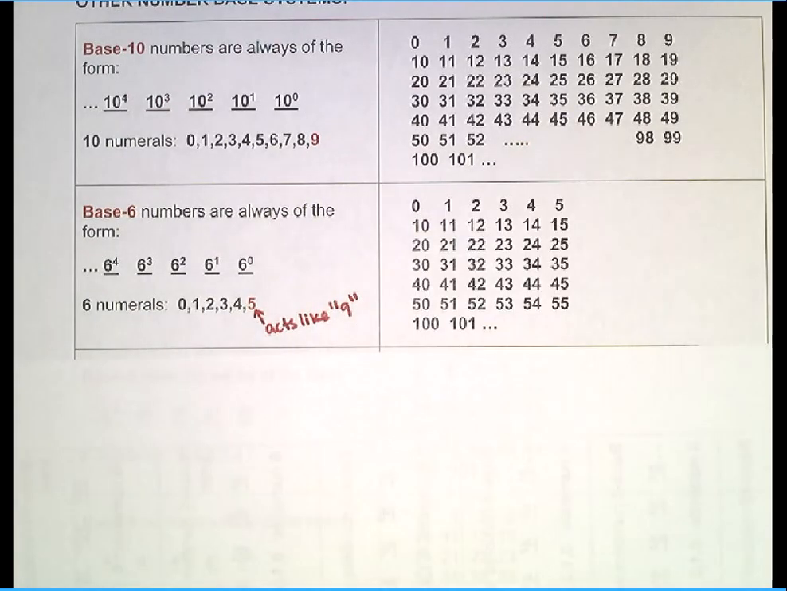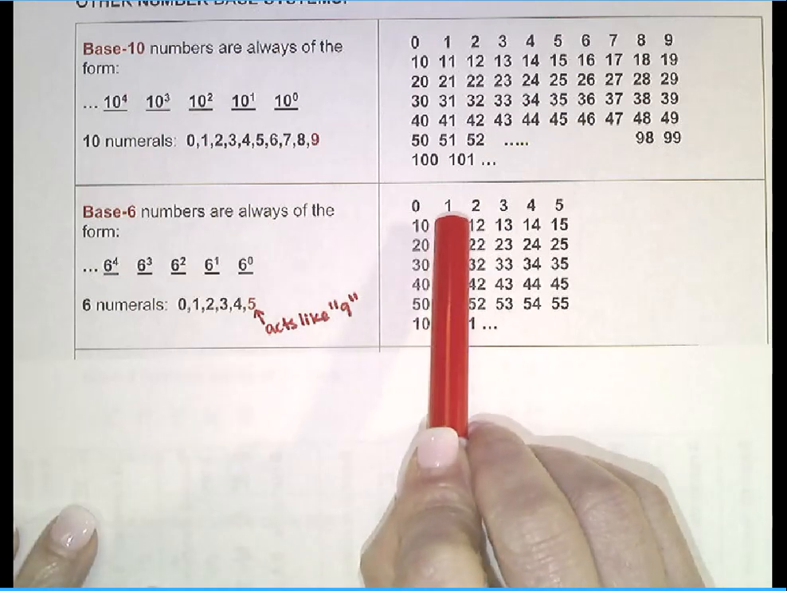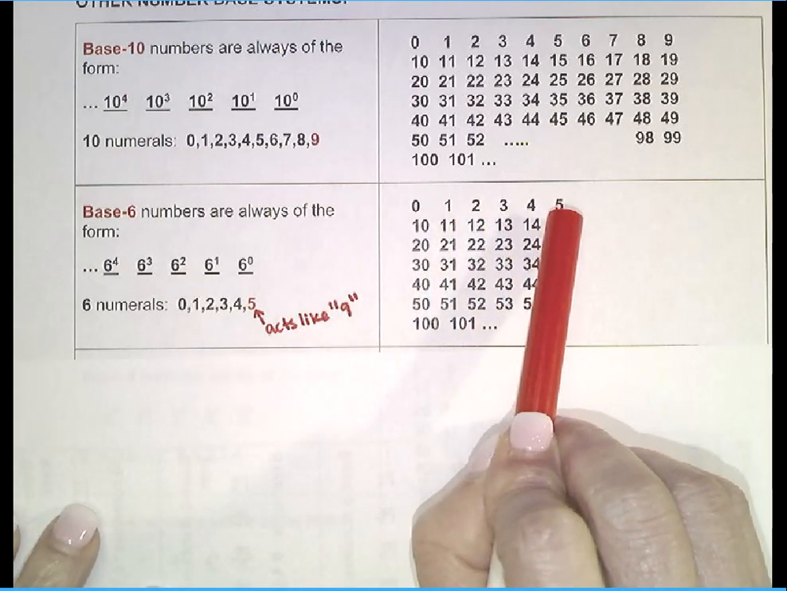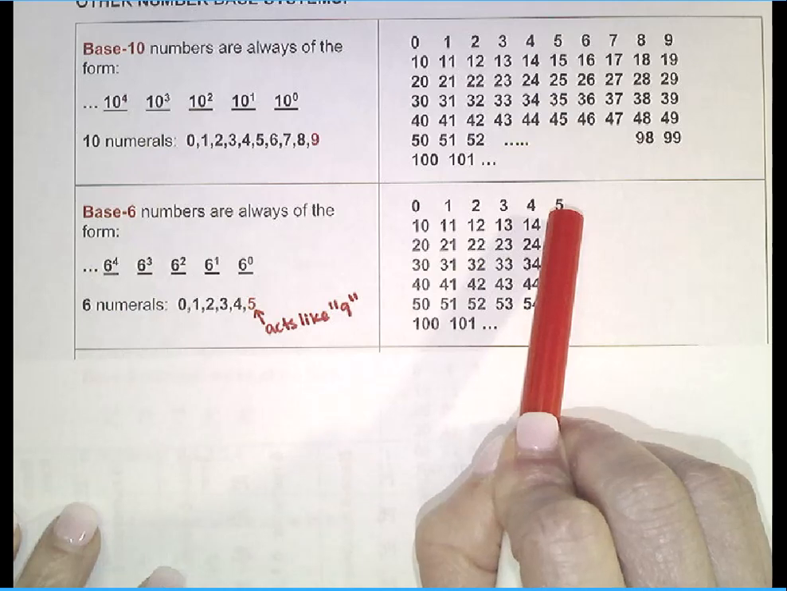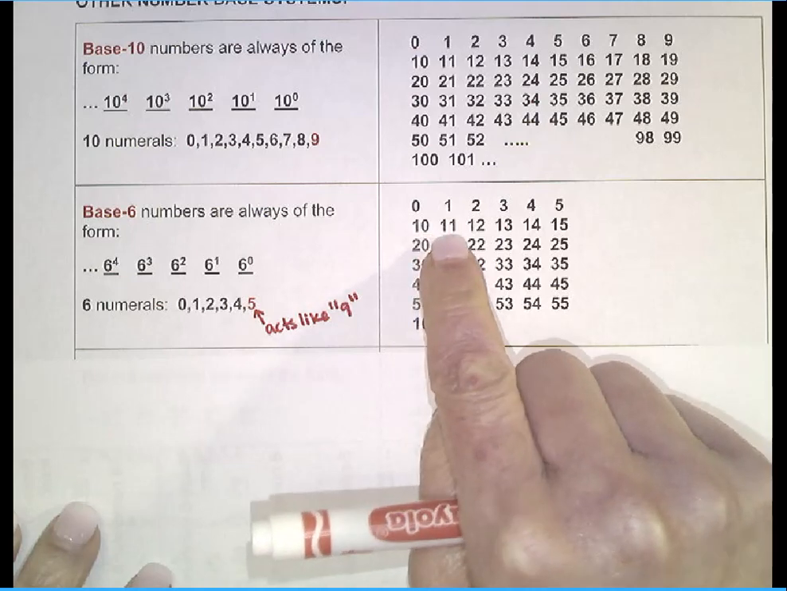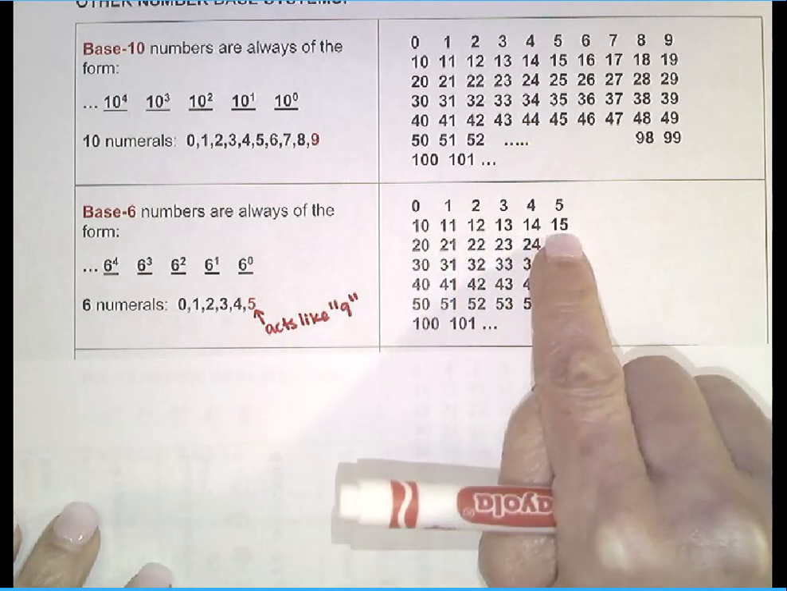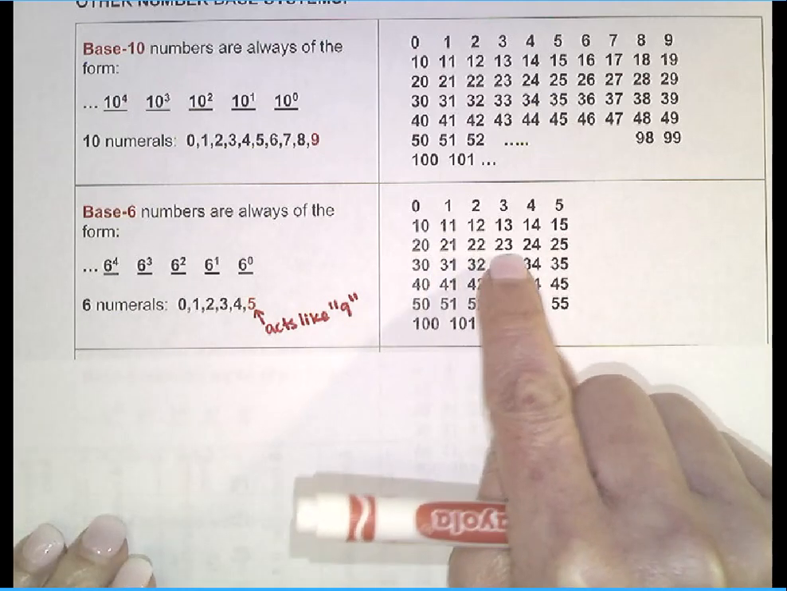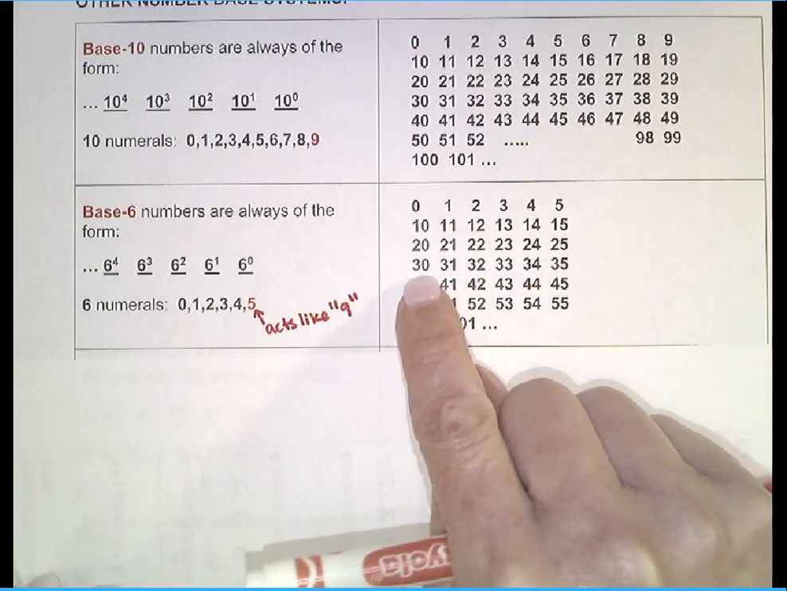So notice when you count, you go 0, 1, 2, 3, 4. When you get to 5, now suddenly we can't go on to 6. 6 doesn't exist. We got to roll to 10, 11, 12, 13, 14, 15. Up, there's a 5. It's going to roll. 20, 21, 22, 23, 24, 25. It's going to roll again.